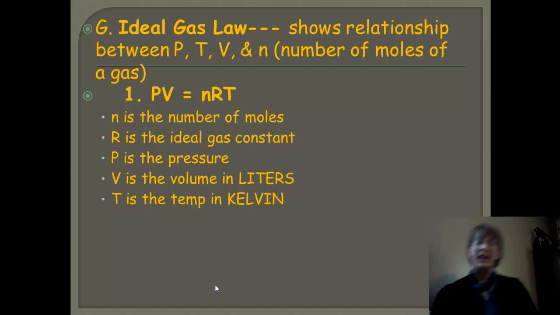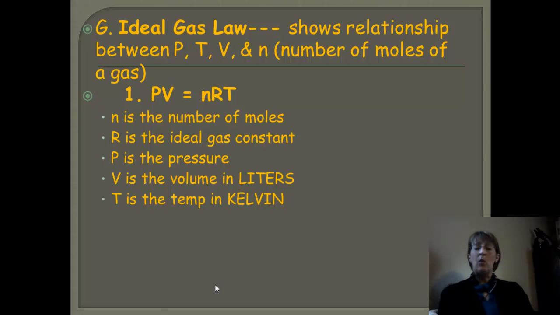And the next one we're looking at is the ideal gas law. And in this case, the ideal gas law takes into account the number of moles also. So again, we have the pressure P, the volume V, the n is the number of moles, and T is temperature, and then you have that R. And the R is called the ideal gas constant, and which R you use is determined by which type of pressure unit you're using. If you're using one atmosphere, you use a particular R. If you're using millimeters of mercury or pascals, you use different R's.